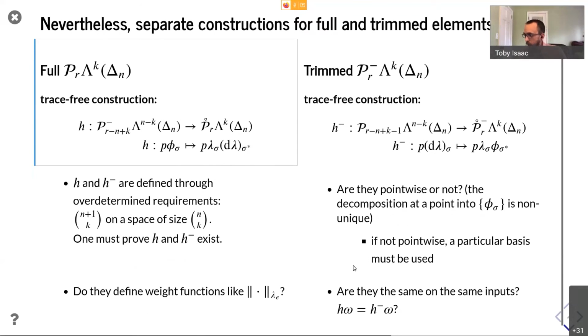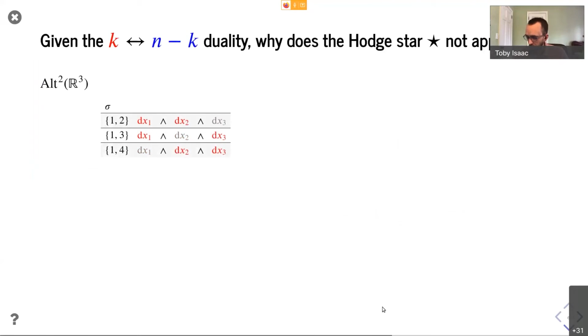And finally, one thing that's also still not clear from these two different constructions is, are they the same on the same input? These are nested spaces. If omega is in both spaces, is h of omega equal to h minus of omega? Okay, so I was trying to clarify that for myself when I was working on this work.